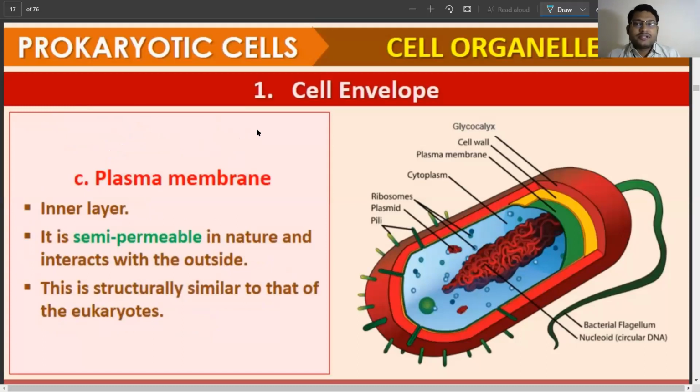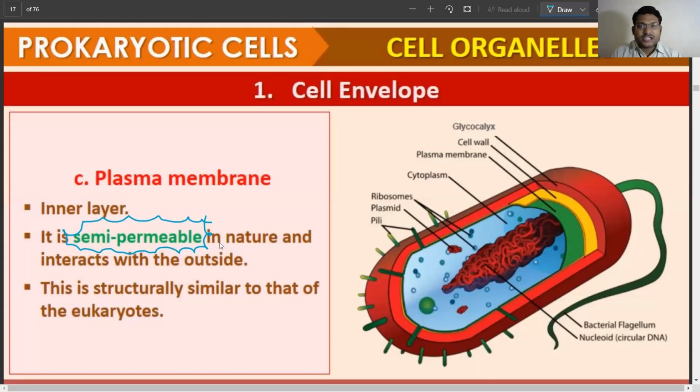Now, finally, we're coming to the innermost layer of the cell envelope, and that is going to be the plasma membrane. It is the innermost layer, of course, and it is going to be semi-permeable. It selectively permits certain substances to get in, and it prevents certain substances from getting into the cell. So they are termed semi-permeable in nature, and they will interact with the outside, and they will decide what will get in and what will get out of the cell.